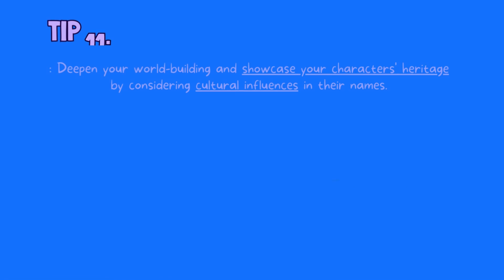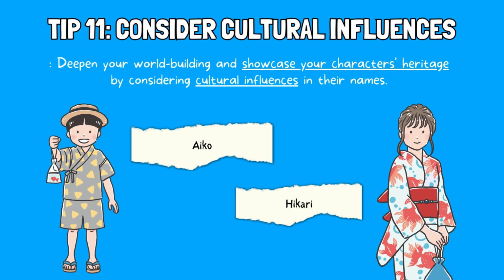Tip 11. Consider cultural influences. Deepen your world building and showcase your character's heritage by considering cultural influences in their names. Imagine a story set in a fantasy realm inspired by Japanese mythology. A character named Eiko, meaning beloved child, feels natural for a young protagonist. Researching traditional Japanese names adds a layer of authenticity and lets your reader connect the character to their cultural background.